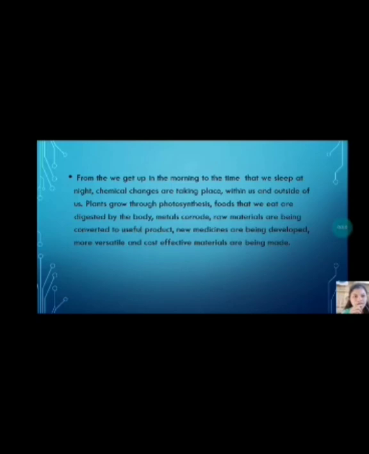From the time we get up in the morning to the time that we sleep at night, chemical changes are taking place within us and outside of us. Plants grow through photosynthesis. Foods we eat are digested by the body. Metals, crude and raw materials are being converted to useful products. New medicines are being developed. More versatile and cost-effective materials are being made.